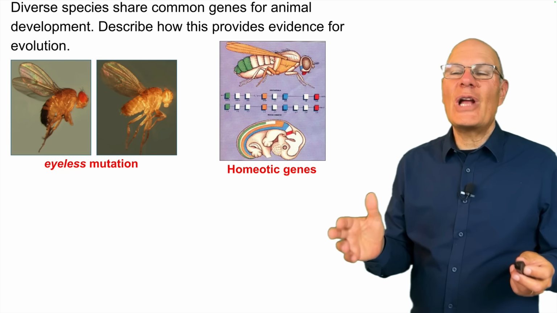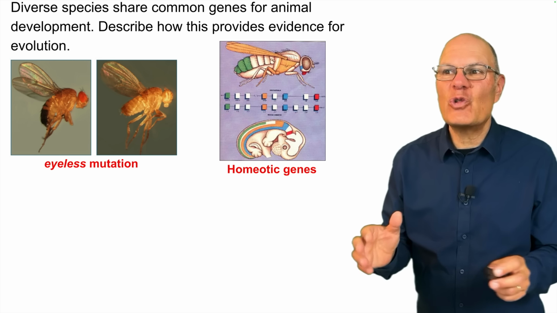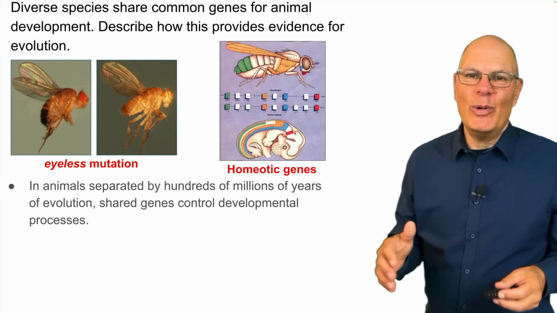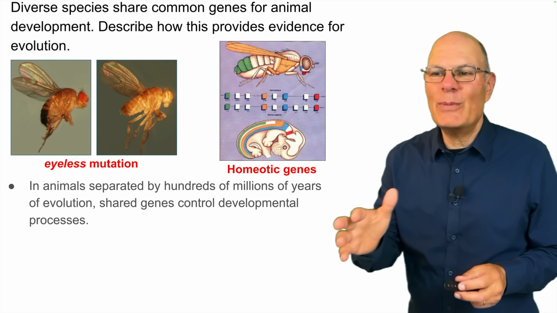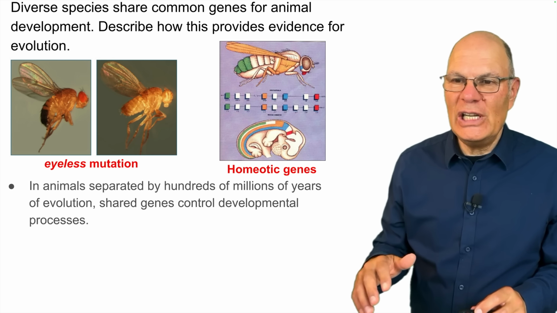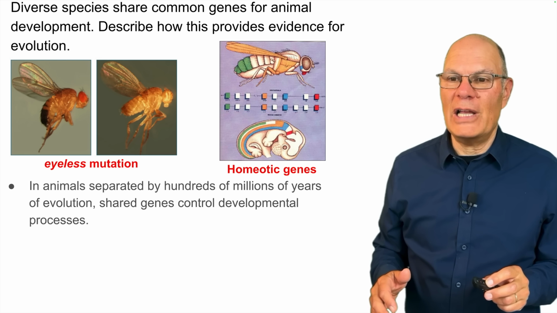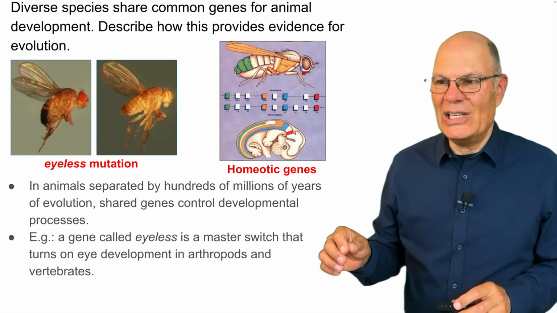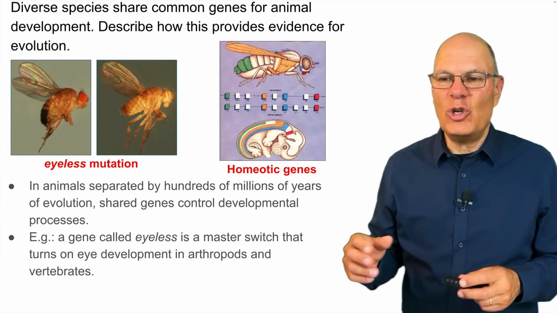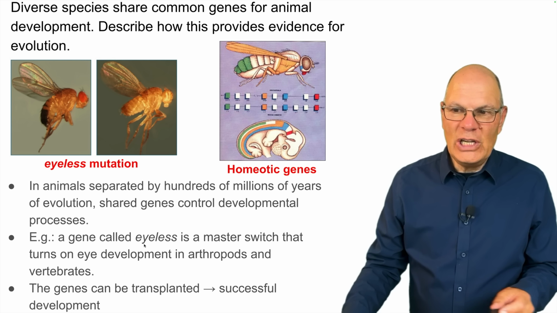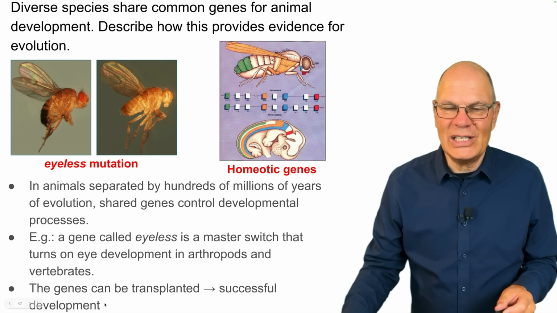Diverse species share common genes for animal development. Describe how this provides evidence for evolution. This is a mind-blowing example of homology. In animals separated by hundreds of millions of years of evolution, shared genes control certain developmental processes. Here's an example. There's a gene that's called Eyeless. That's a master switch that turns on eye development in arthropods and vertebrates. The genes can be transplanted, leading to successful development.